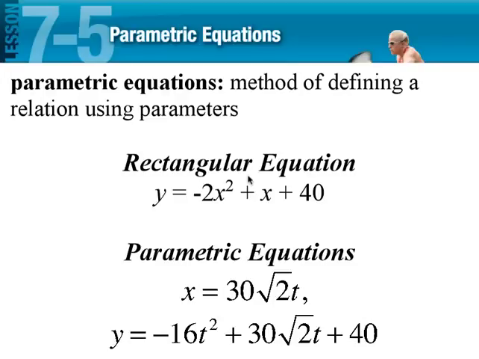Question you'll have in chapter 7. So remember, so far we've talked about ellipses, parabolas, hyperbolas, and also circles. Those are the conic sections. And so parametric equations, let's define first of all what they are.